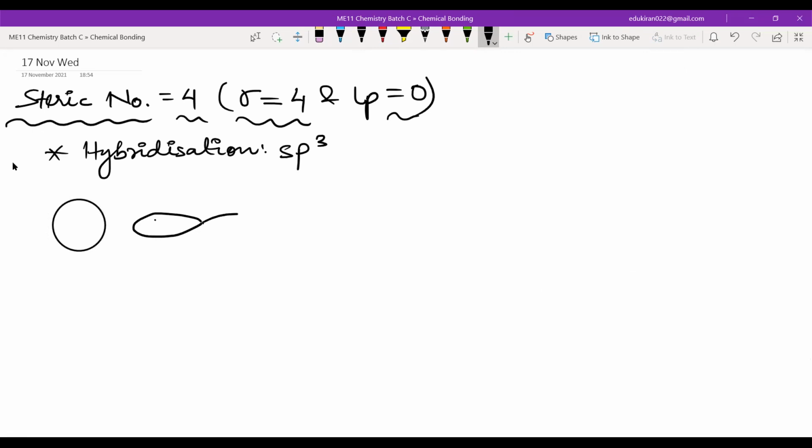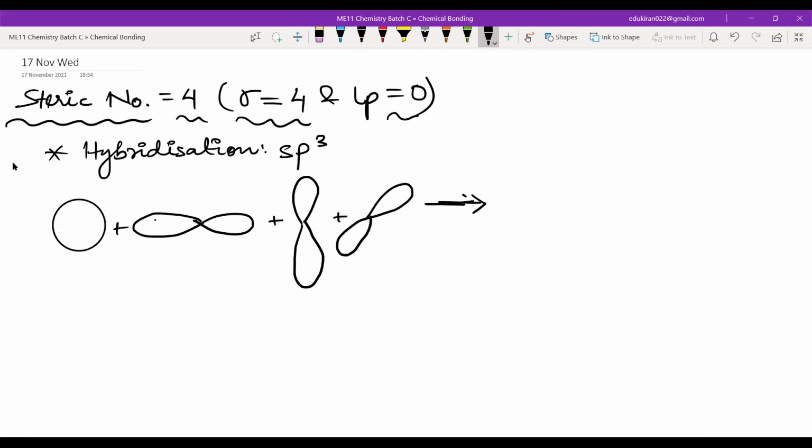So you will have one p orbital. Another p orbital will be something like this, because the orientation will be different. Another p orbital will be something like this. Okay, so the orientation is different. Now, if you combine all these, and they get mixed here, then you will get 4 sp3 orbitals.